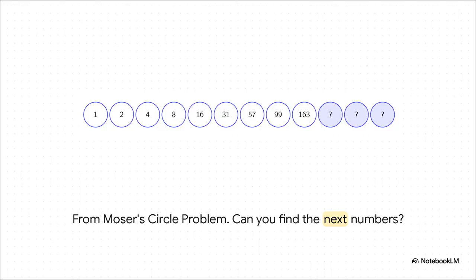1, 2, 4, 8, 16. And you're thinking, okay, 32, obviously, right? Wrong. The next number is 31. What? And then 57. The simple pattern just, poof, vanishes. This is a famously tricky sequence, and today we're going to solve it together.